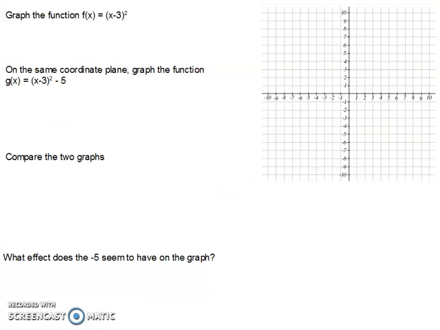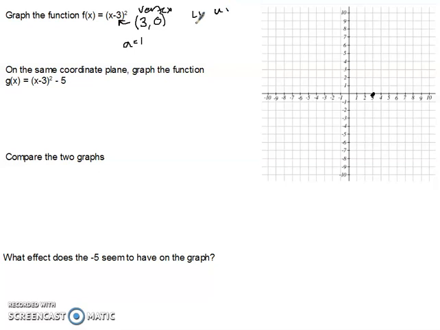All right, so I want to go ahead and try this again, graphing the function f of x equals x minus 3 to the power of 2. So that -3 we know is going to shift our graph to the right 3, giving us a vertex of 3, 0. So I go to the right 3, up 0, and then I look at my a value, which is 1, which means that my pattern isn't going to change.